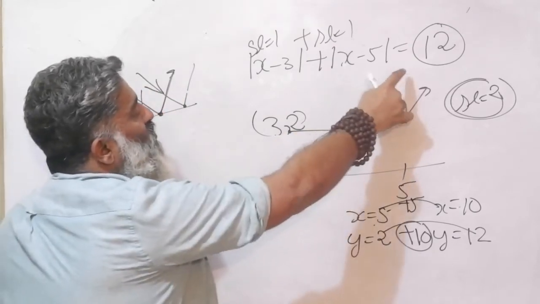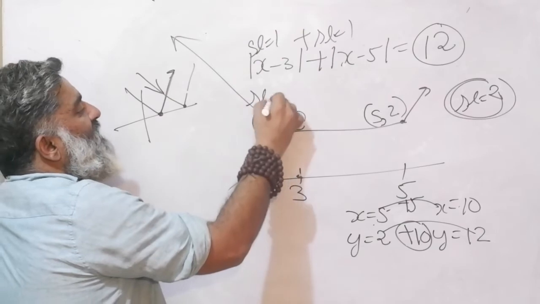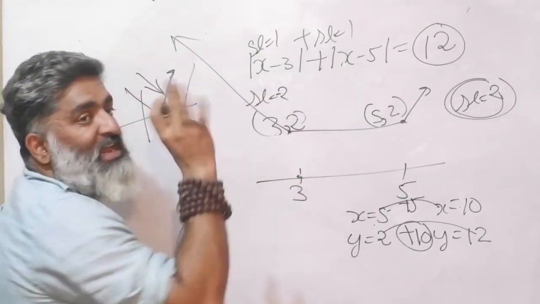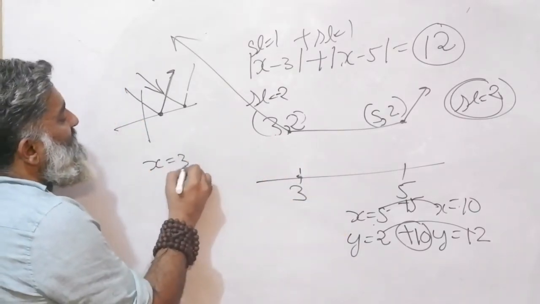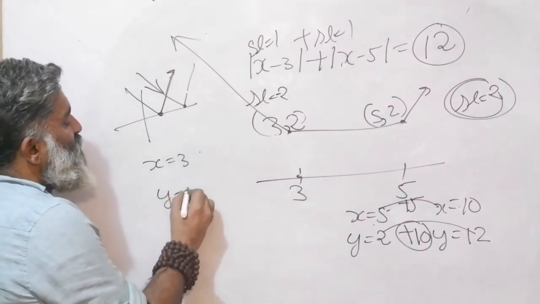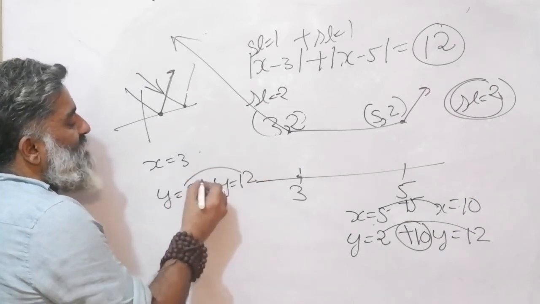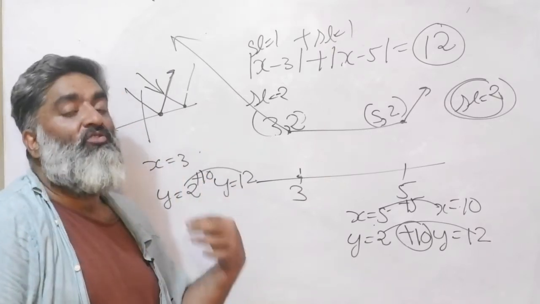Again, I want to go to 12. Again, the story will go in this direction and the slope will be 2. If you're thinking in pure algebra, the slope is minus 2. But it doesn't matter too much. I know at x is equal to 3, y is equal to 2. I want to go to y is equal to 12. The difference is 10. So to create 10 steps in y, I have to go 5 steps in x.